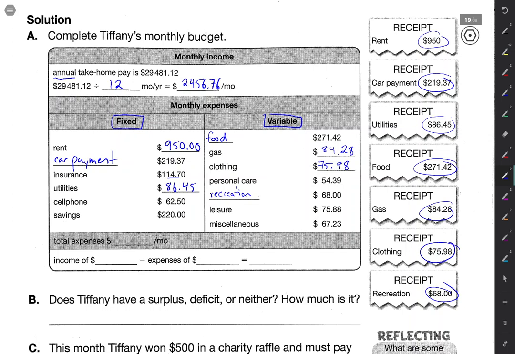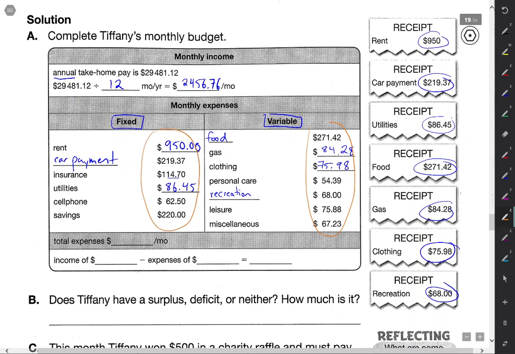So now, in order to total up her monthly expenses, we have to add up all of these numbers. So we're going to add up all of these and these, so her fixed and variable expenses. If you add all of those numbers up, you should get $2,350.20 per month in expenses.